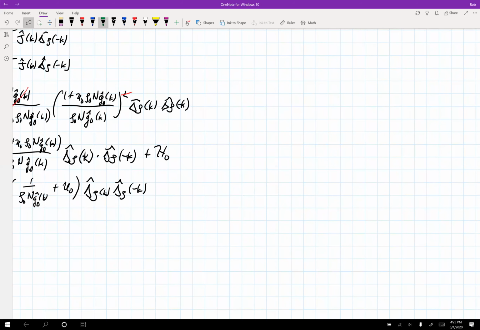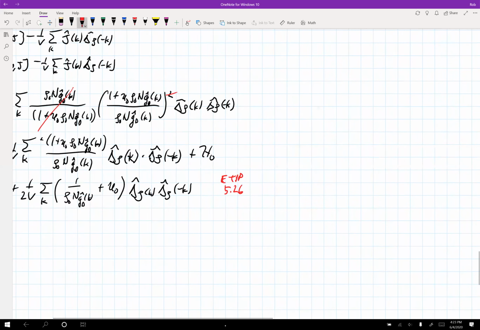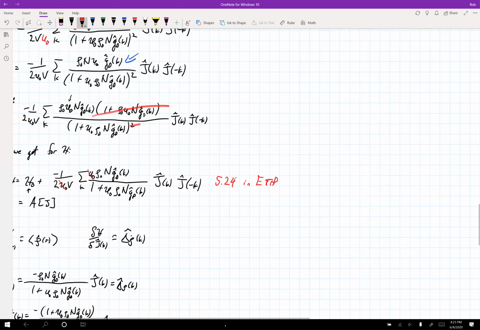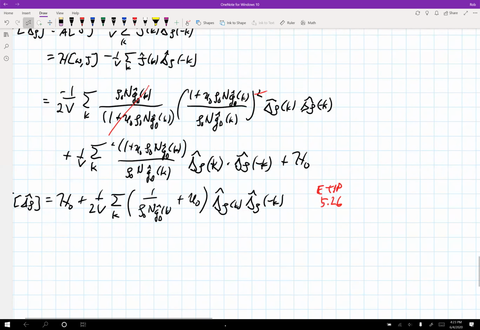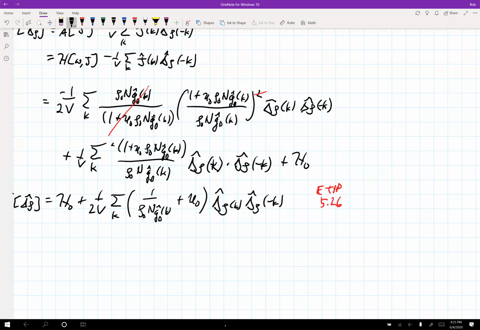And then again in Glenn's book, this is equation 5.26. As you might imagine, since the equation number only went up by 2, the book doesn't show a whole lot of the algebra. And so this is it.